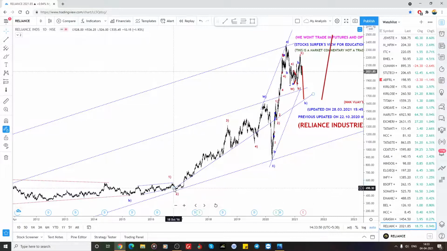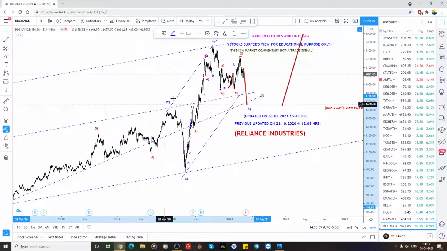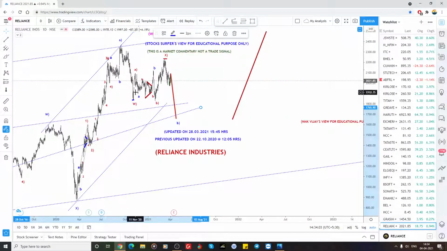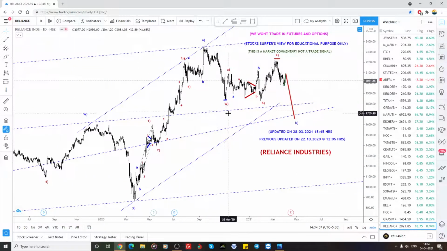So this trend line may take a support here, and then again it can bounce. I took this as a W, X and A as a leading diagonal, and then we are in that B wave. So B wave, it could be anything. So here is a W, because this is a zigzag. A, B and C is a W, and this is an X.